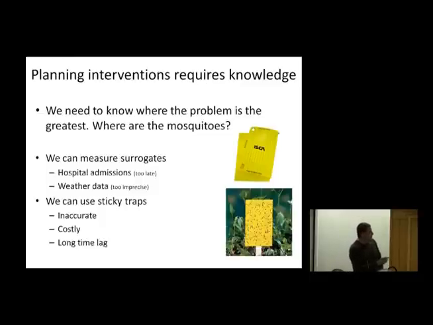You look at the weather conditions, because mosquitoes breed in these little ponds, and so if it rains, you know there's more mosquitoes, but it's actually very kind of indirect and coarse-grained. It's not good enough information.